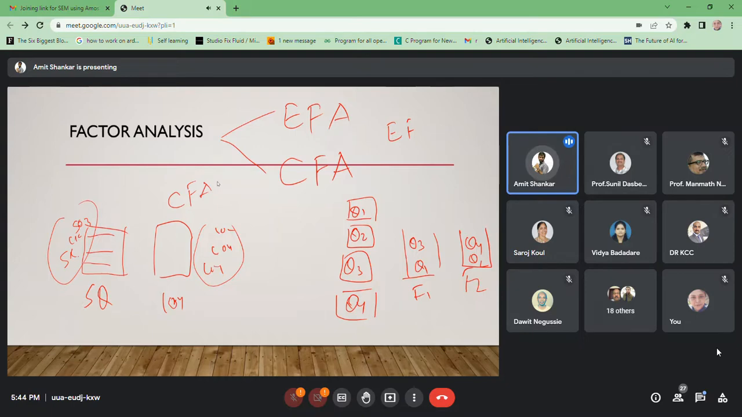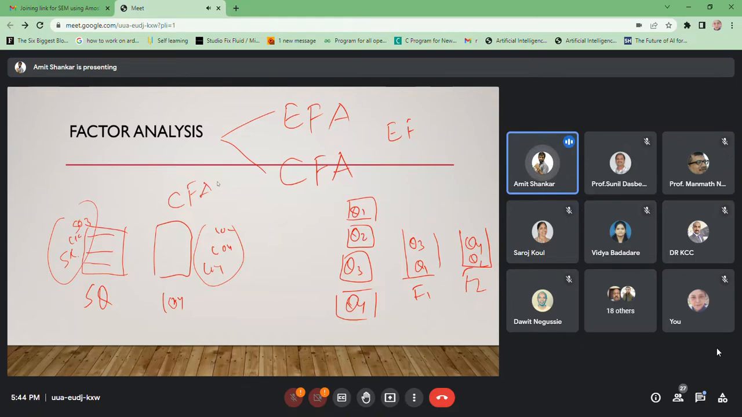If you are very much sure and you have taken the question from existing literature, meaning existing papers, there is no need to run exploratory factor analysis. You can directly go to confirmatory factor analysis. Any doubt? This is a very important question.